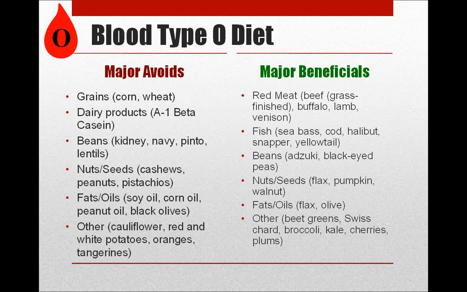Dairy products are an avoid for O types, and getting into some of the structure of that, I want to clarify that it is an A1 beta-casein dairy that is an avoid. That is the histidine. The amino acid is the histidine, which causes an inflammatory response and causes lectin binding activity. A2 beta-casein is proline. Proline is not an avoid for O's.